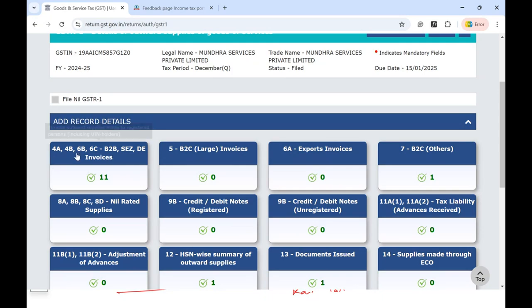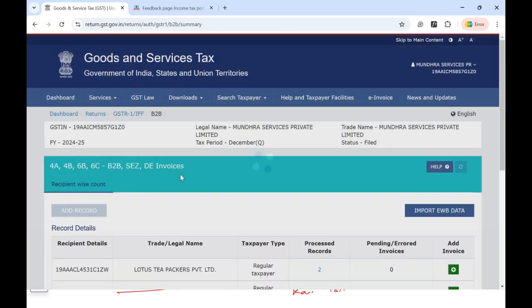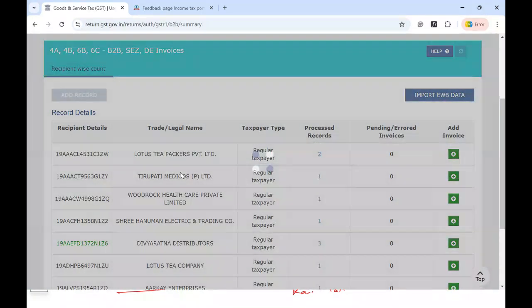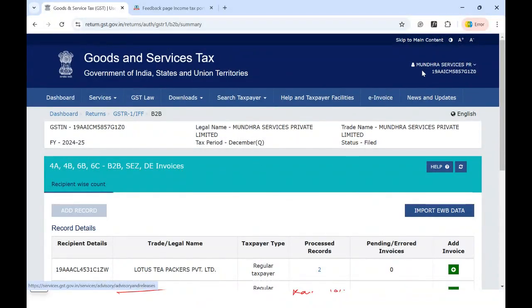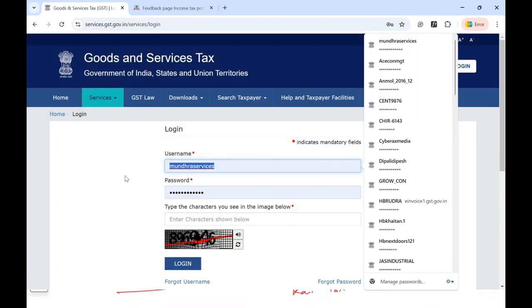How to add? We need to click over here. There are invoices already added. One minute. I'm taking one example where the person is a monthly filer. One minute.